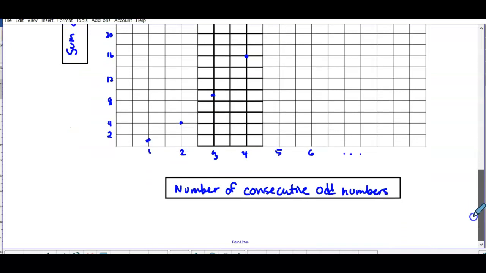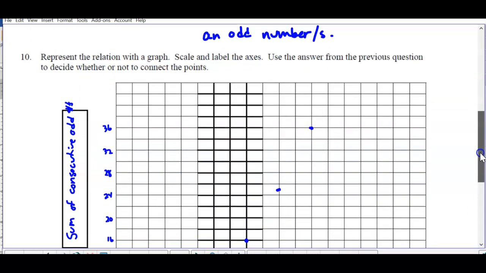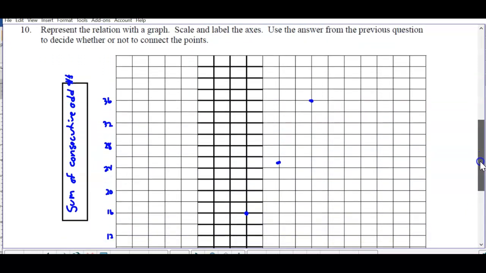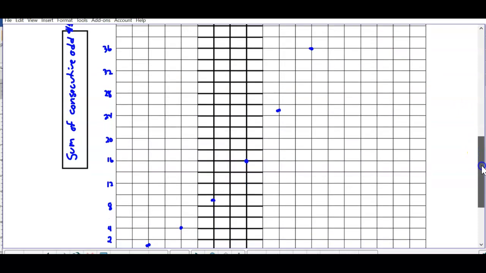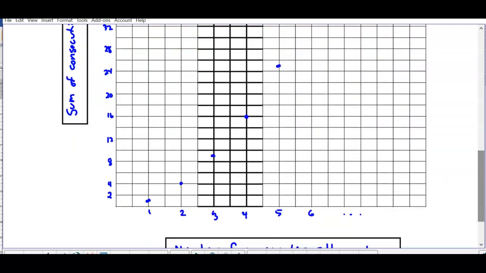And so remember, it says think about whether we join them up. So we don't join them because they're discrete. You'll notice that they don't form a straight line. If you try to get a ruler and make a straight line, that doesn't work. And that's because you're squaring the n value, and that is not a linear relation.